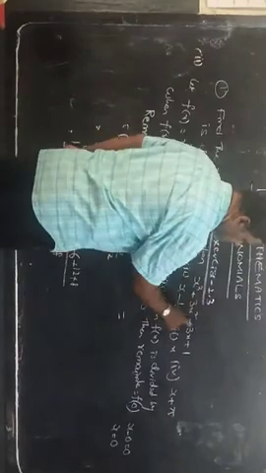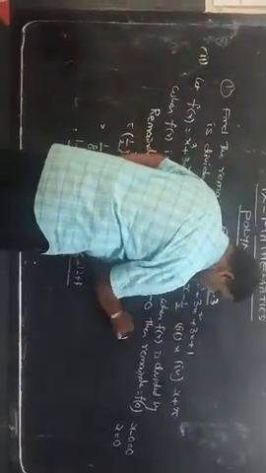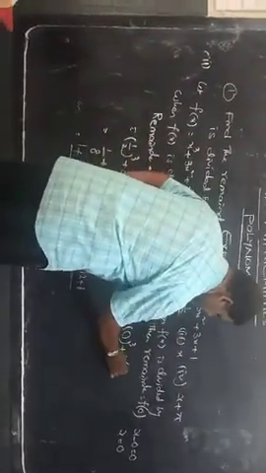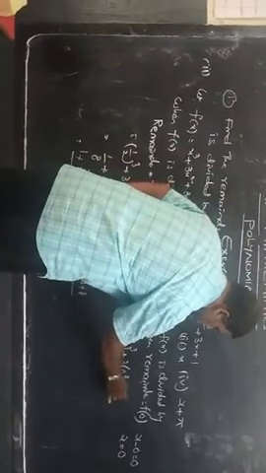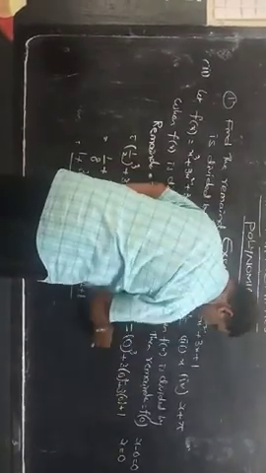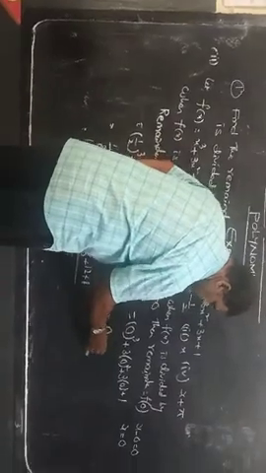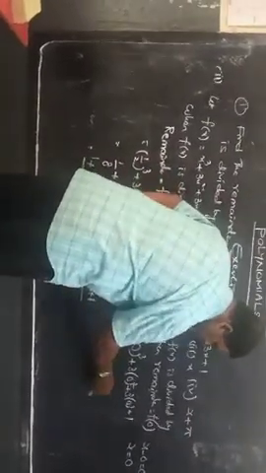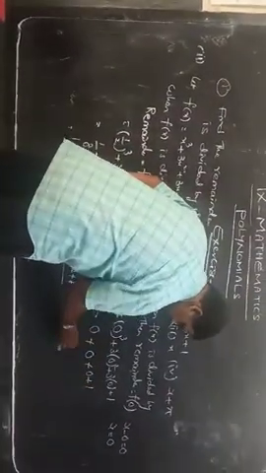In this, wherever x is there, substitute 0. 0 whole cube plus 3 into 0 square plus 3 into 0 plus 1. 0 whole cube is 0. 0 into 3 is 0. So the remainder will be 1.